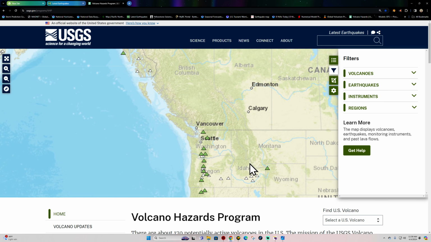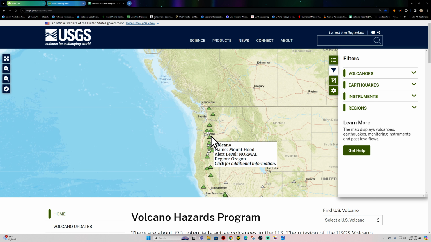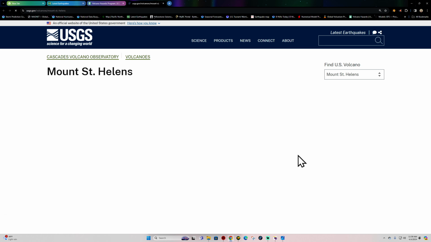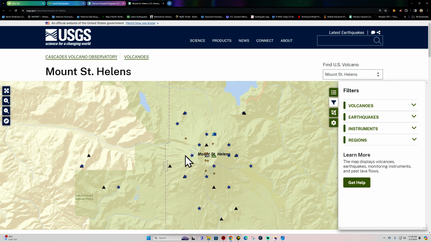Just want to double check. It is green. No unusual activity, no heightened activity, but these earthquake swarms have been popping up here from time to time. More so last year when we've seen about a month and a half or so of decent microquake activity.